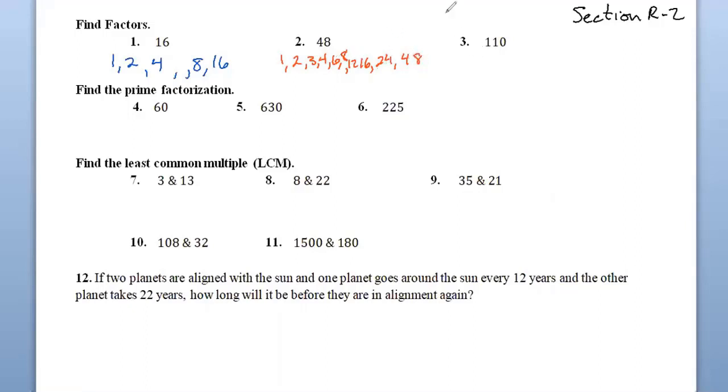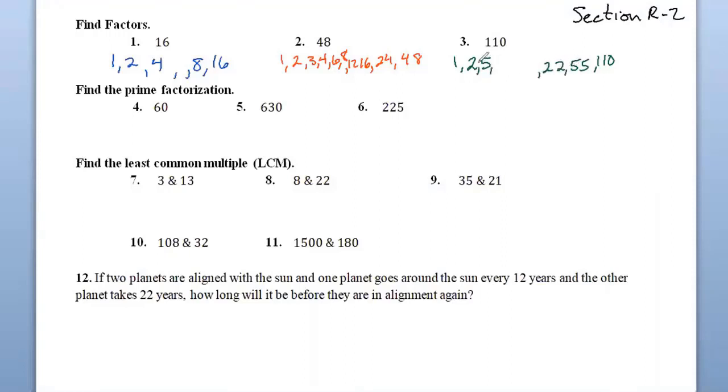All right, number 3, 110. So we got 1 and 110. I don't know how many will come into this one. Let me see. 2, 55. 3. Does 3 go into 110? Nope. Does 4 go into 110? No. 5. 5 would go into it. Looks like 22 times.